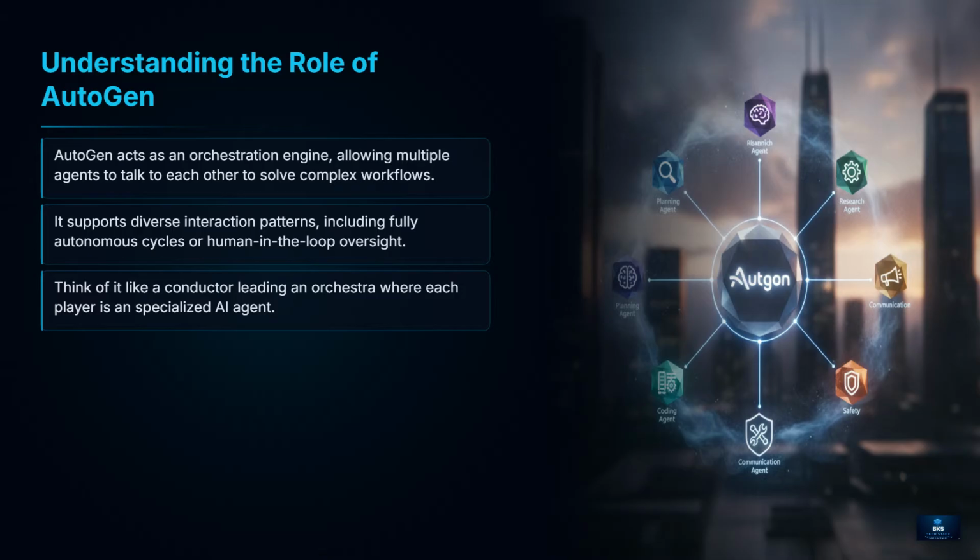So what exactly is AutoGen? It is an open-source framework designed to develop and coordinate AI agents. Think of it as a conductor for an orchestra. Each agent has a specific job, and AutoGen manages their conversation so they can solve complex problems efficiently, whether through autonomous workflows or with a human providing guidance.